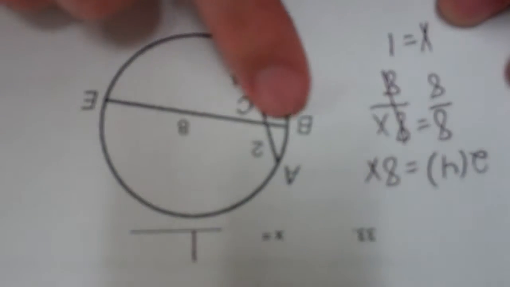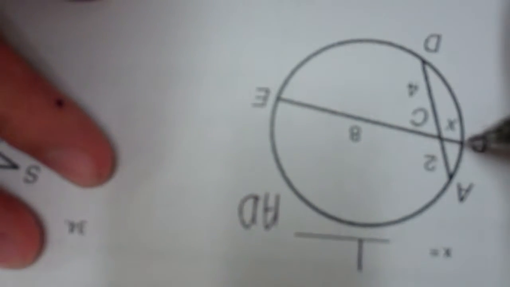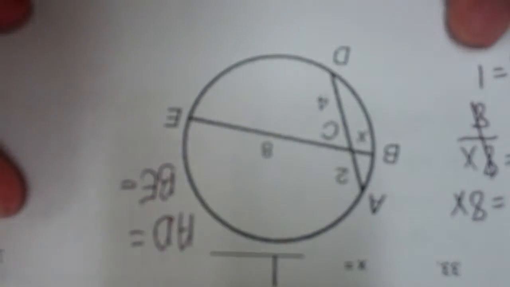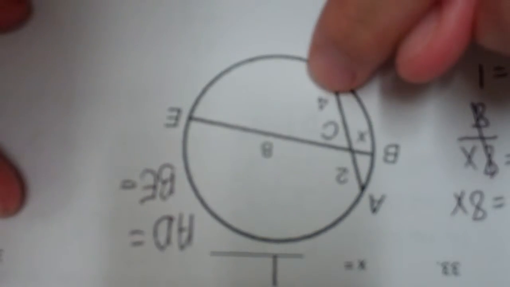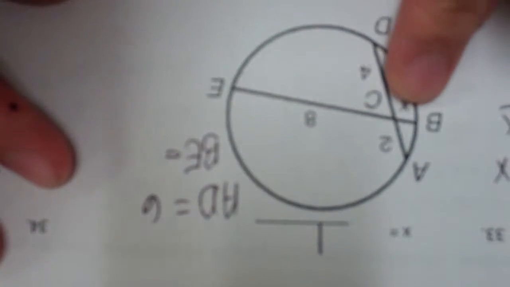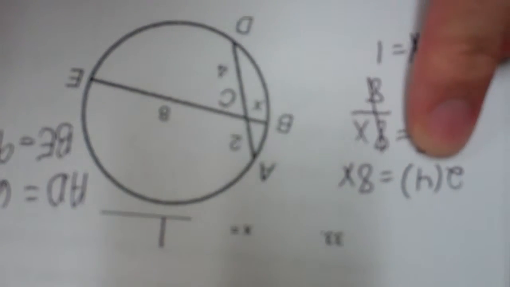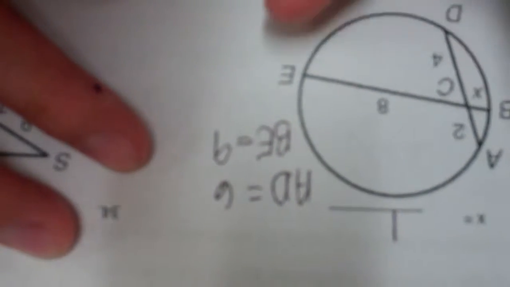Now, if they happen to ask you for the distance of AD or BE, you have to plug that 1 back in. So if this one is 2 and this one's 4, this distance would be 6. So AD would equal 6. And BE would be 1 plus 8, which is 9. Now remember, the products are equal, but it doesn't mean that the chords are actually equal.